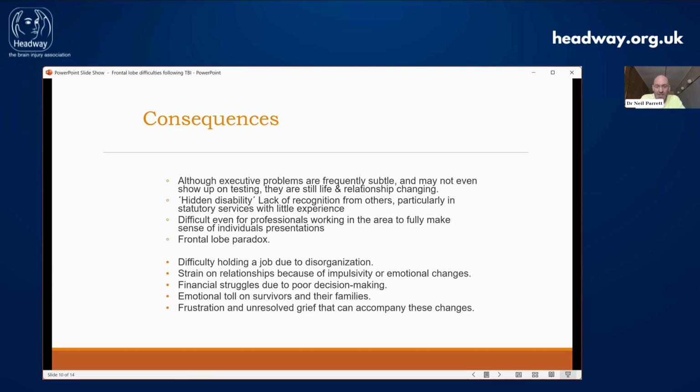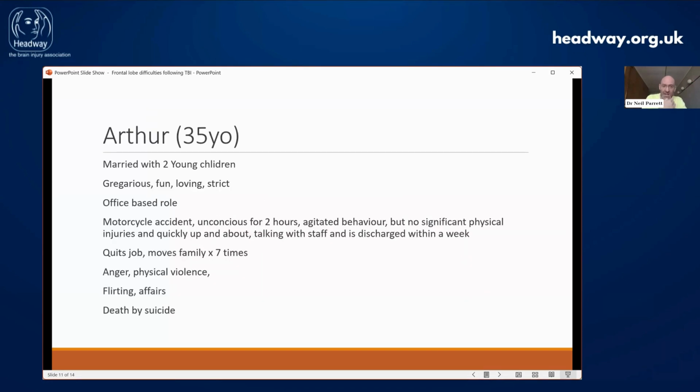Managing day-to-day decisions, budgetary decisions, these are all common experiences after brain injury, both for the individual and for the family and networks around. It's got an example here of a man, age 35, who had a motorbike accident previously.